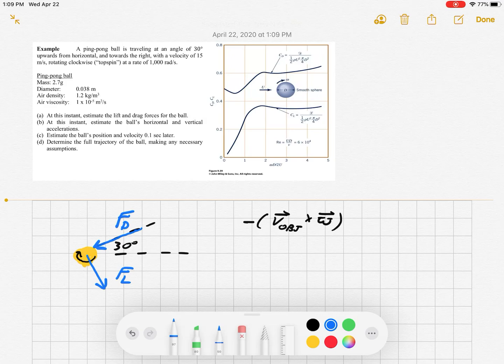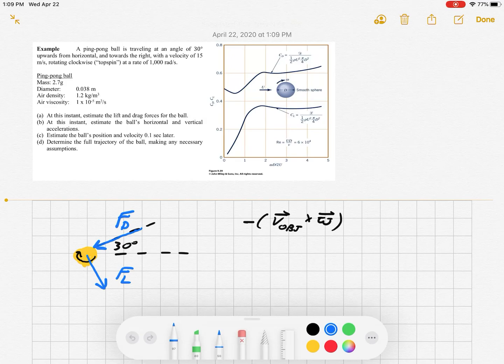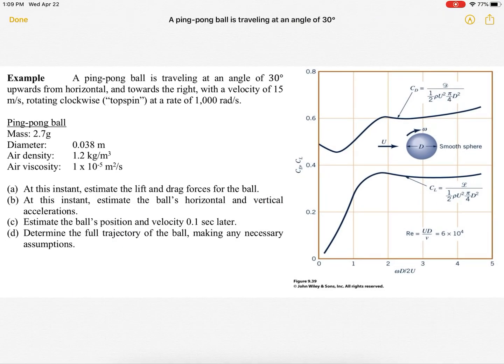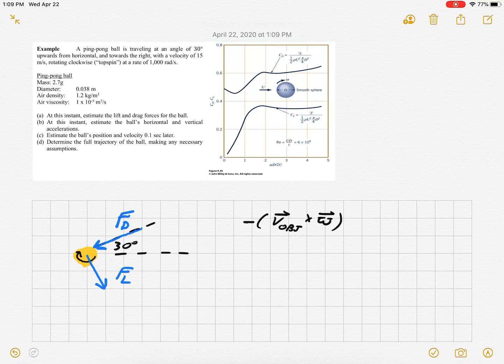We don't know the magnitudes yet, okay? So we're going to be heading towards using this graph over here on the right. A couple things we need for this. One is the Reynolds number, and we can't do anything if we get a wrong Reynolds number. We just are going to check and compare to this Reynolds number, which is 6 times 10 to the 4 for this chart. Hopefully it's close. And then we're going to figure out where we are on the x-axis for this chart to get our drag and lift coefficients. Okay, so let's do that really quick.